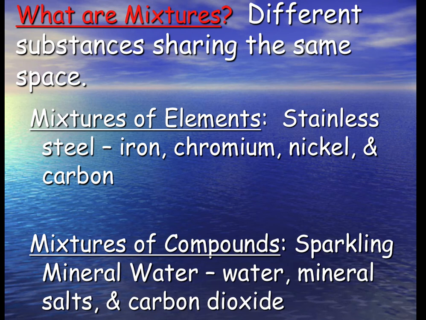We have mixtures of elements, so like stainless steel consists of iron, chromium, nickel, and carbon, so that is a mixture. And we have mixtures of compounds where we have sparkling water, which consists of water, H2O, and then there's mineral salts, and then we have carbon dioxide added to it to make it bubbly. So there are different mixtures. Even with the same components going in, it doesn't mean they're the exact same ratios. So we'll look at some mixtures in the lab or in the classroom.